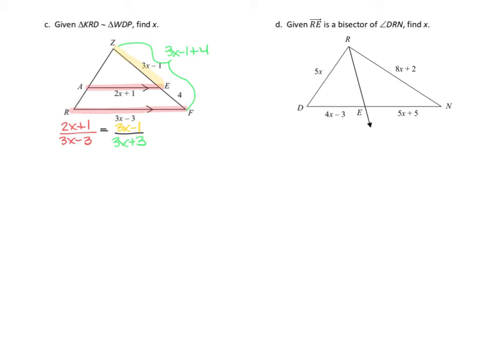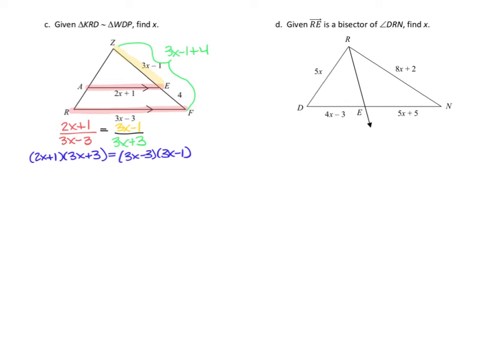Next, we're going to cross multiply. So we have 2x plus 1 and 3x plus 3. We're going to multiply those two together. So 2x plus 1 multiplied by 3x plus 3. And then we have the 3x minus 3 multiplied by the 3x minus 1. On both sides of the equal sign, you have two binomials, so you're going to have to FOIL on both sides.